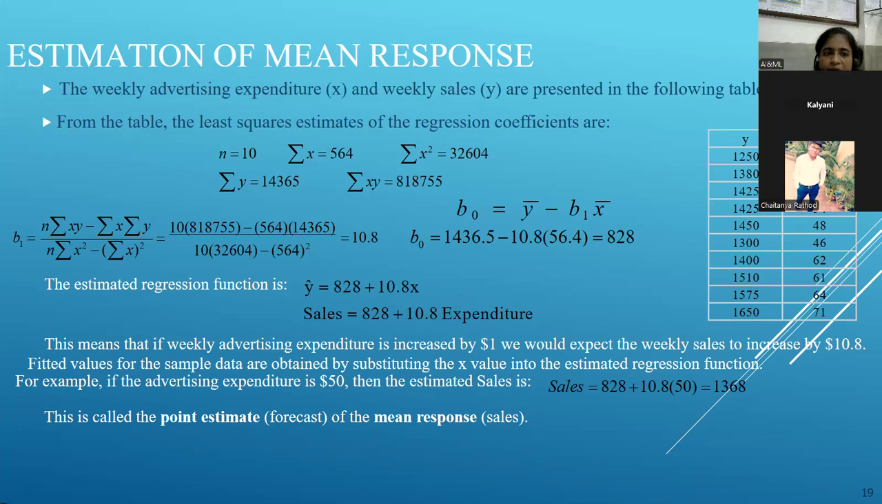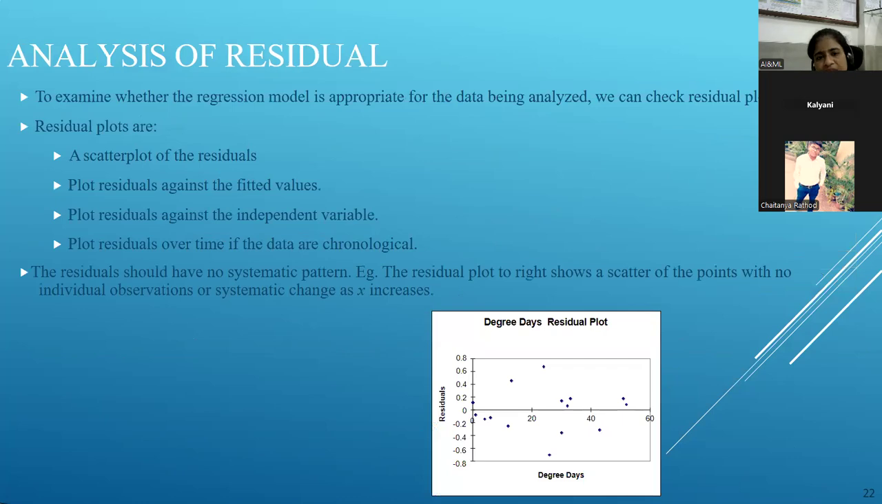Yes, ma'am. Then comes a concept of residual. रेजिडुअल स्टार्टिंग से बोल रहे हैं इट इज एरर. अगर हम सारे एरर्स को प्लॉट करें दैट इज कॉल्ड एज रेजिडुअल प्लॉट. Again, many inferences can be drawn by reading the residual plot. This plot is not giving us much inference because it is not following any systematic pattern. So no individual observations or systematic changes are happening in the error as x value is increasing.